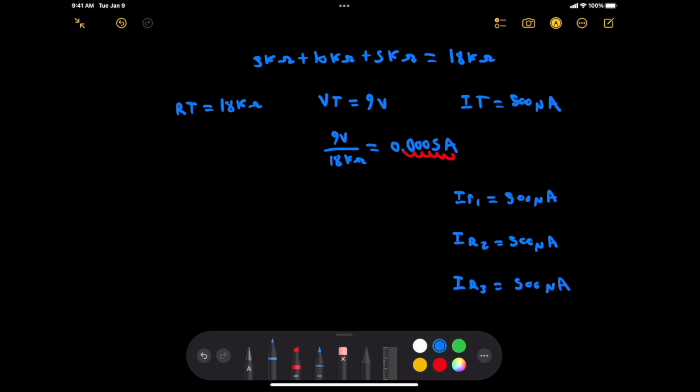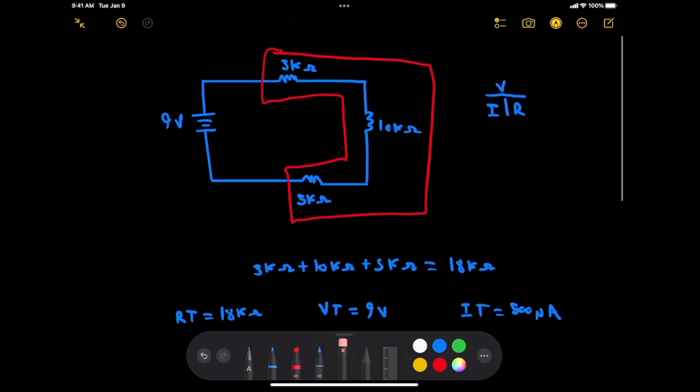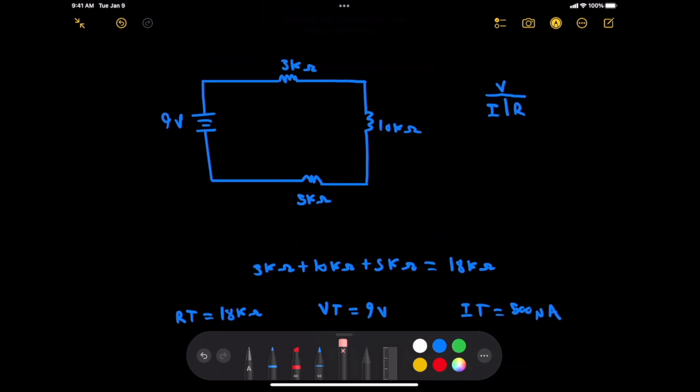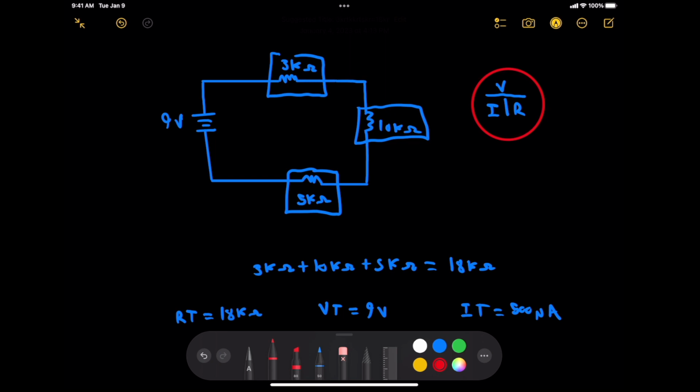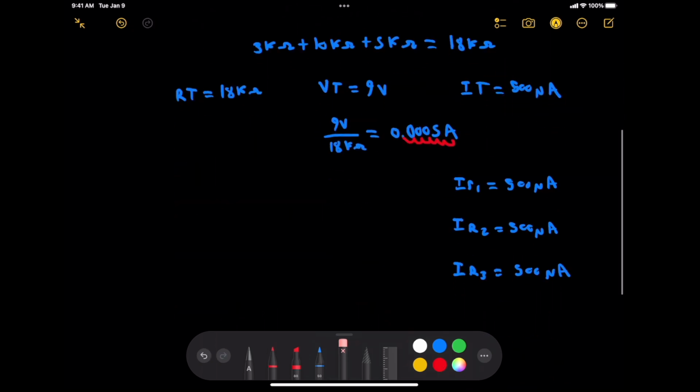So what can we do with this? We can now find the individual voltage drop for each resistor. So basically how much voltage is being used for this resistor, this one, and this one individually. And the way to do that is by going back to our little graph right here. So we're going to be looking for voltage. So let's circle that, and we're going to cover it up. So the way to find voltage is to multiply the current and the resistance. So let's go ahead and give that a try.